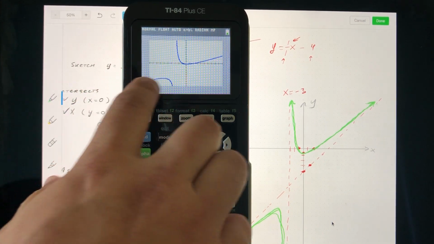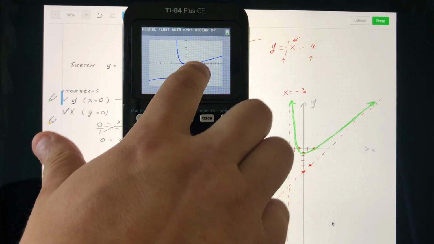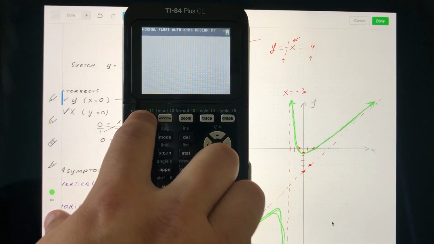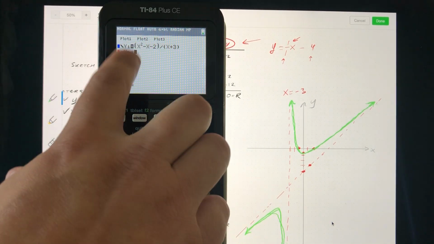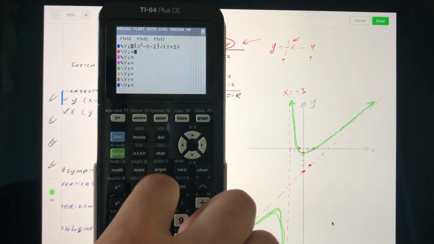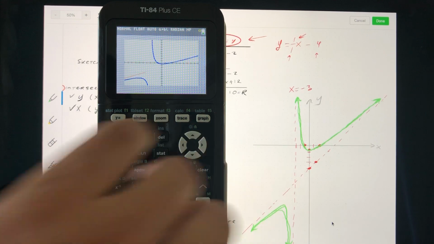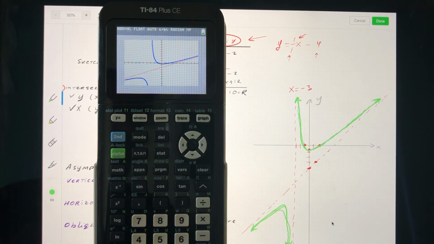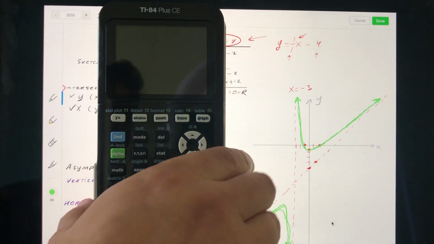We also see that this graph has a very strange tilt. It's approaching our oblique asymptote. We can see that it does if we type in our oblique asymptote as a second equation. That was x minus 4. So if we put that in, here is our oblique asymptote, and we can see how our graph gets really close to it. And that's a sketch of a graph with an oblique asymptote.